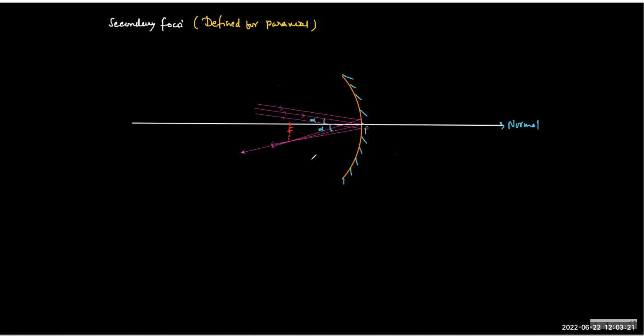So when we have the convergence of the incident beam not on the focus, what we get is called a secondary focus. So this point is called Fs. This is called the secondary foci.